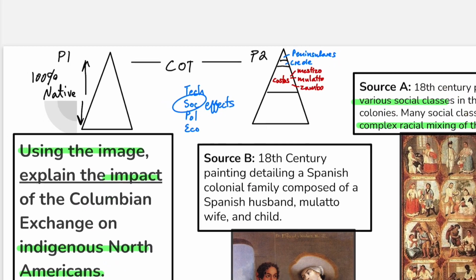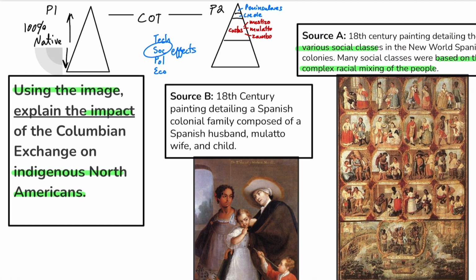You wouldn't put it under economic because it's not showing the sugar plantations or mercantilism or anything like that. You wouldn't put political because it's not showing an absolute monarch at the top and centralized government. We're looking at the social hierarchy here. We're looking at the people within society.